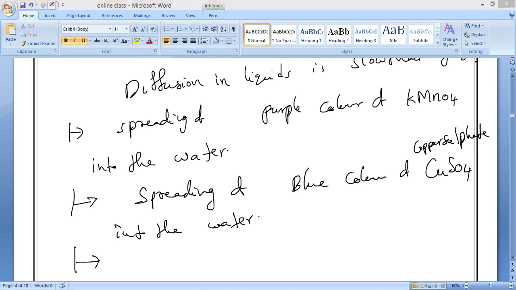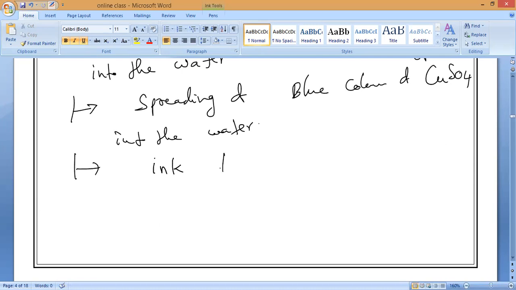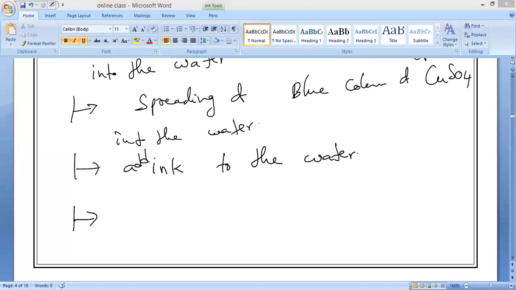Suppose you add ink to the water. What will happen? Ink color will slowly spread into the water. Ink is also a liquid mixture, and water is a liquid, so both are liquids and diffusion will take place. The spreading of ink in water is due to diffusion of ink particles into the water.